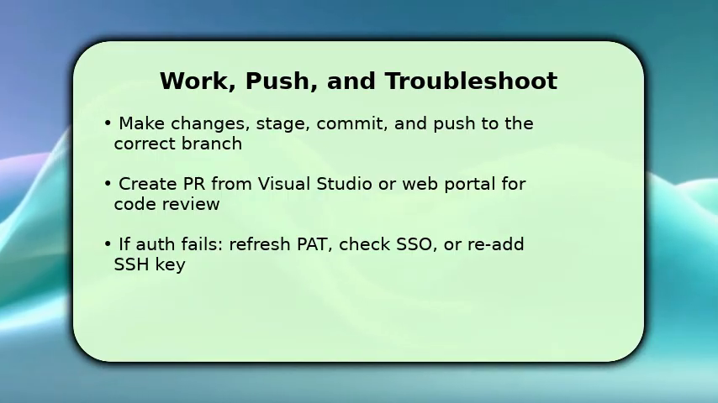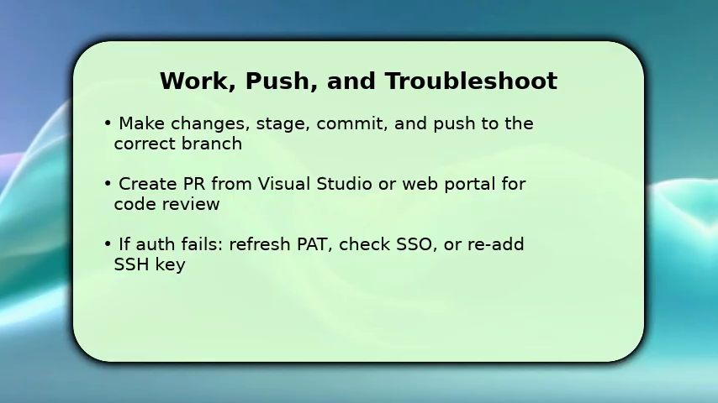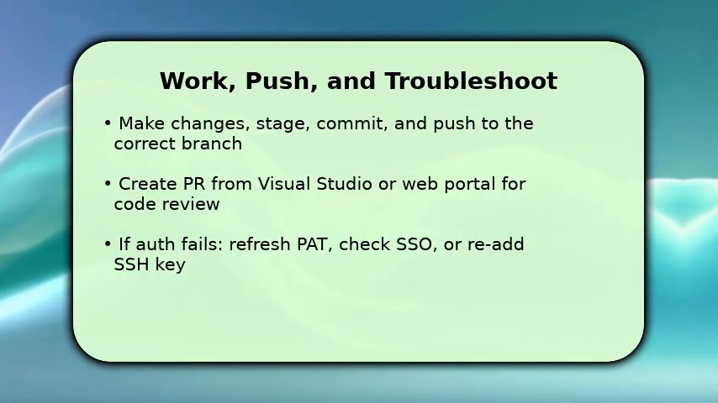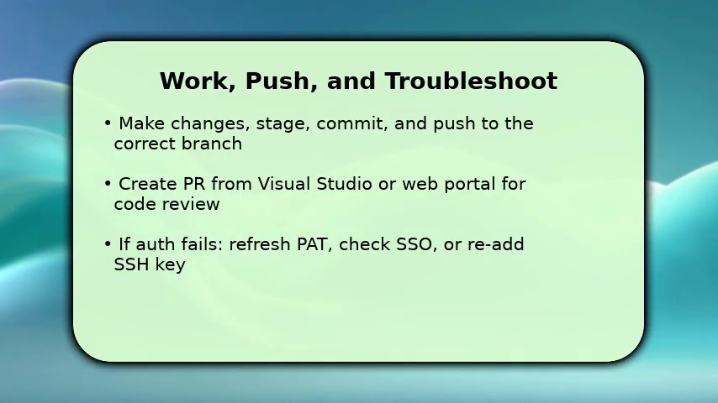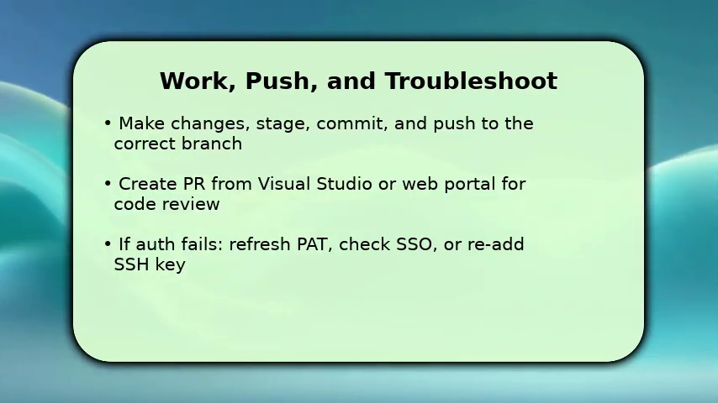Then push to the target branch and create a pull request, either in Visual Studio or in the Azure DevOps portal for review. If push or auth fails, first re-authenticate, refresh the PAT, sign out and back into Azure AD, or re-add your SSH key. Also check the remote URL and firewall rules.